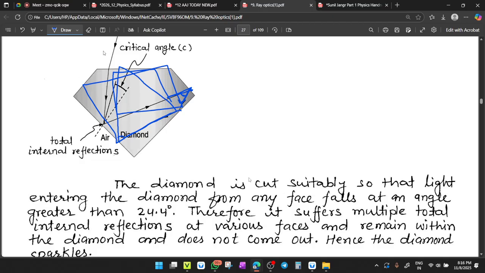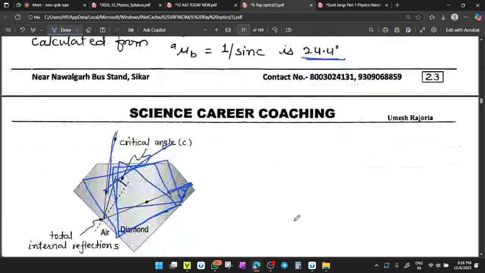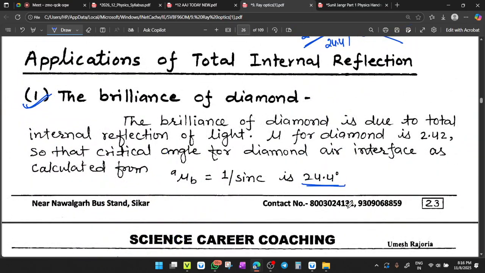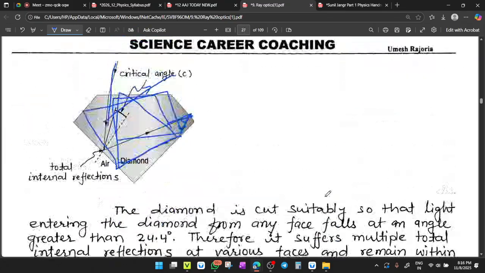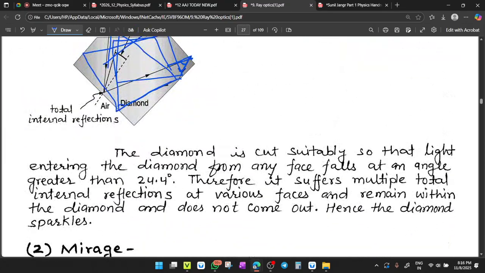So light will enter once, but it is very difficult for the light to get refracted and get outside. So the light will strike from one area to another area. Because of very many total internal reflections, the diamond will sparkle.